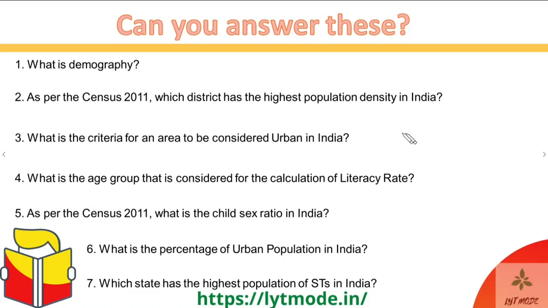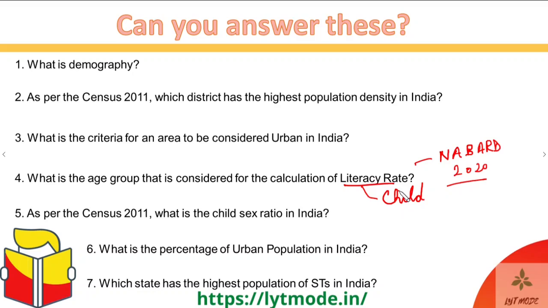I remember, for example, there's this question: what is the age group that is considered for the calculation of literacy rate? In the NABARD Grade A 2020 exam, which was held this year, in the ESI section Phase 2, a similar question was asked. The question said: what is the age group which is considered for the calculation of child sex ratio? So instead of literacy rate, they had asked child sex ratio.